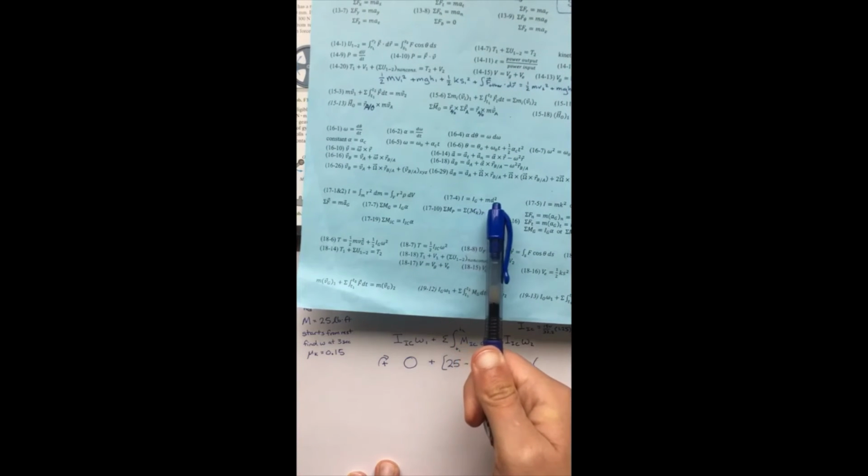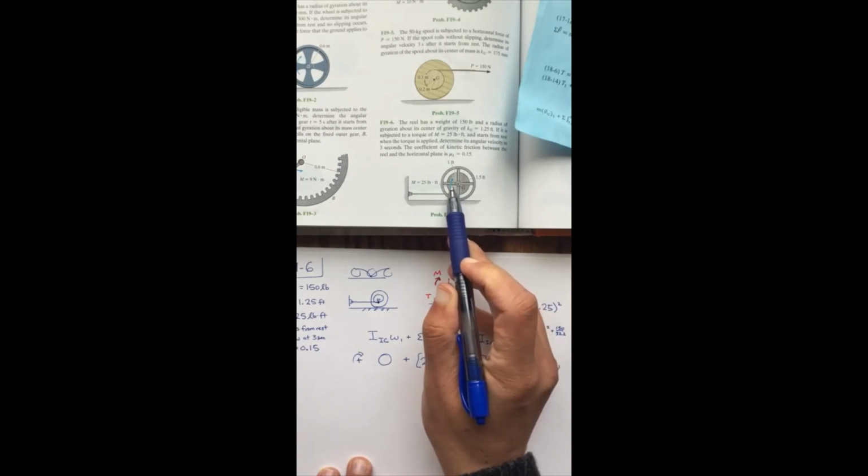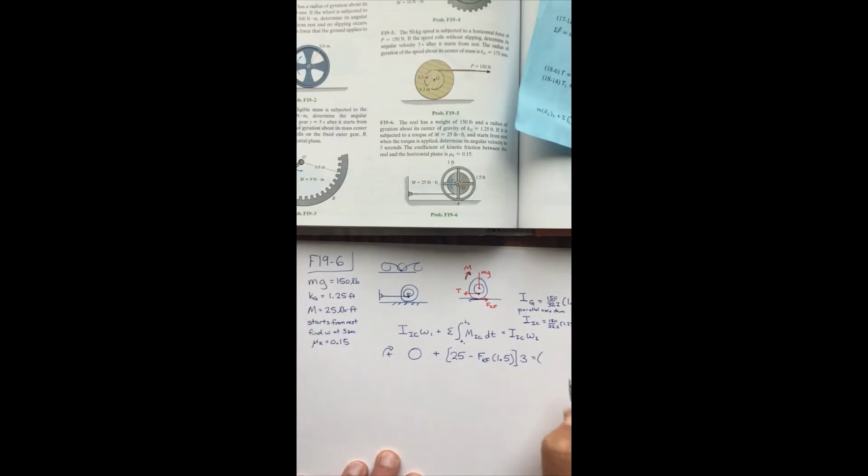For the parallel axis theorem, it's moment of inertia about the mass center plus the mass times the distance squared. So plus the mass of 150 divided by 32.2 times the distance between the old axis and the new axis. The old axis was right at the center. The new axis, that would be this inner radius is 1 foot. So this is plus 1 squared. So for my moment of inertia about the instantaneous center, this is 150 divided by 32.2 times 1.25 squared plus 1 squared, which is just 1, times the angular velocity.